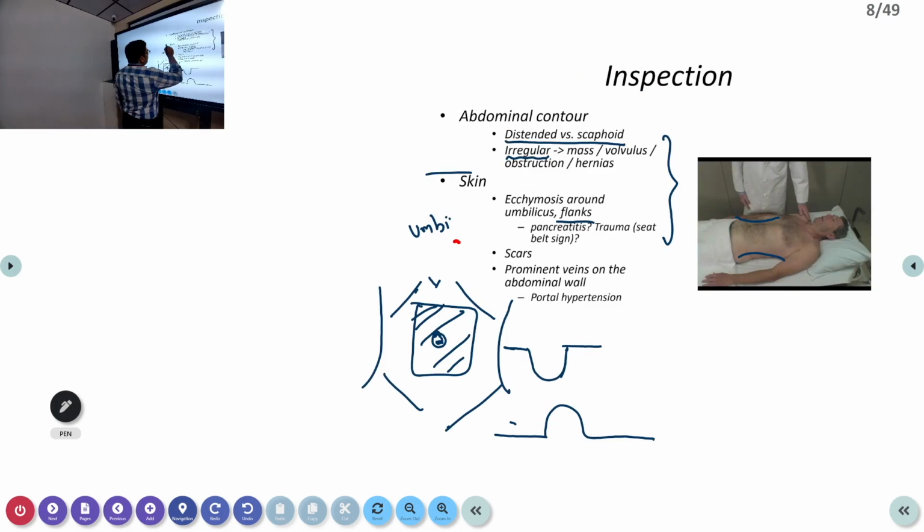And the next thing we look at is the skin. We will look out for ecchymosis around the umbilicus or in the flanks. This is usually seen in hemorrhagic retroperitoneum. Okay, so if there is some hemorrhage in the retroperitoneum, then this occurs. And the most common cause of hemorrhage in the retroperitoneum is hemorrhagic pancreatitis.